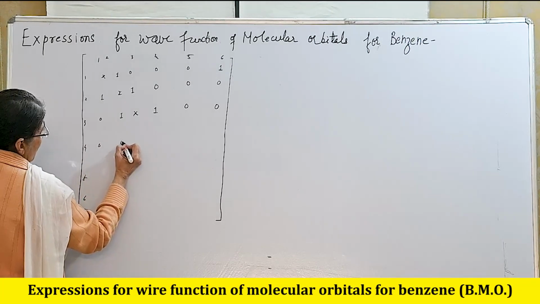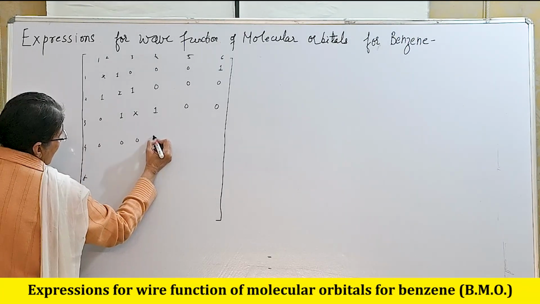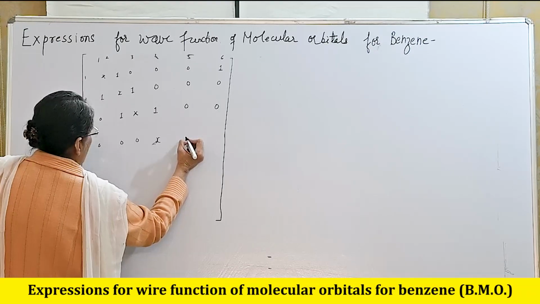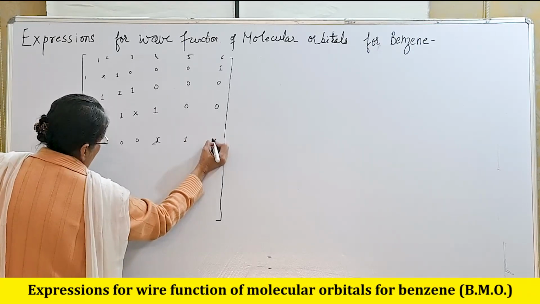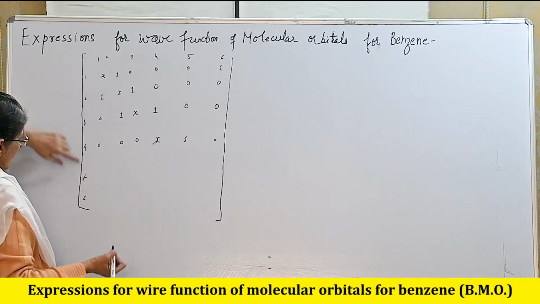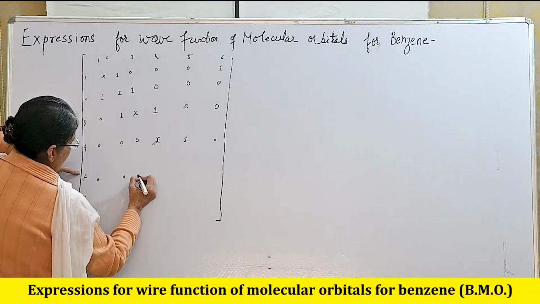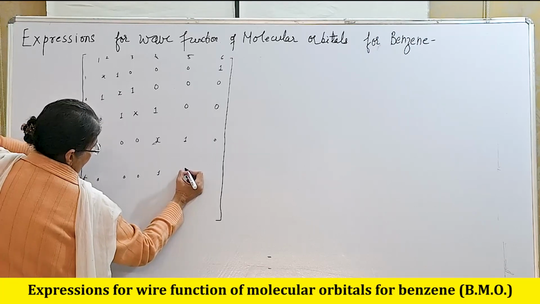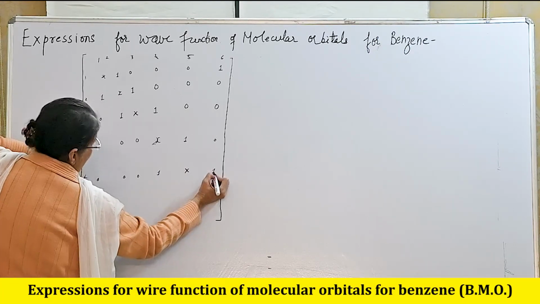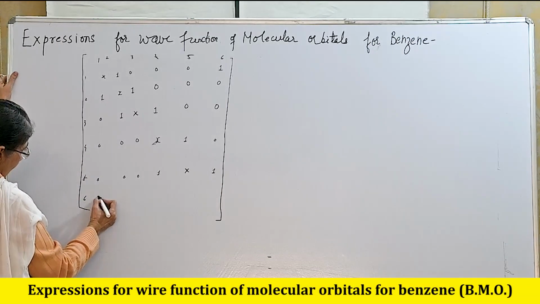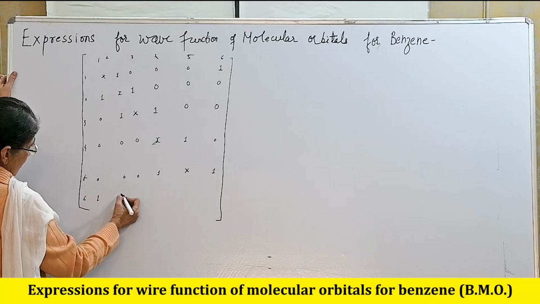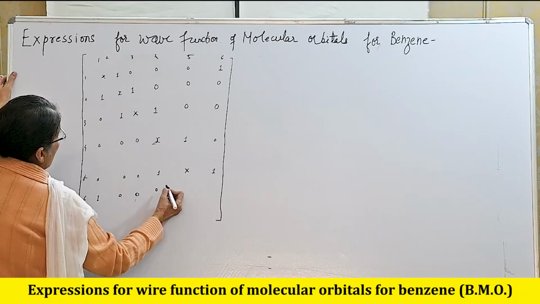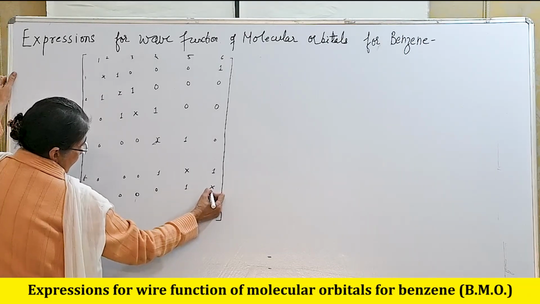1 4 not bonded, 2 4 not bonded, 3 4 not bonded, 4 4 similar, same number, therefore it is x, and 4 5 bonded and 4 6 not bonded, and 1 5 not bonded, 2 5 not bonded, 3 5 not bonded, 4 5 bonded, 5 5 similar number, therefore x, and 5 6 bonded. 1 6 bonded in benzene, 2 6 not bonded, 3 6 not bonded, 4 6 not bonded, and 5 6 bonded, and 6 6 is similar number.